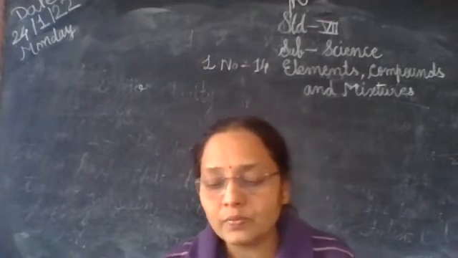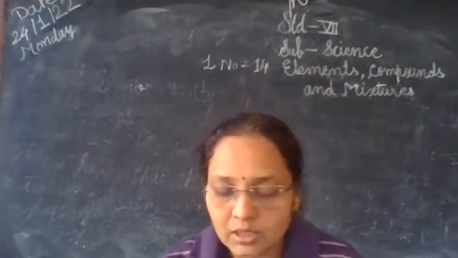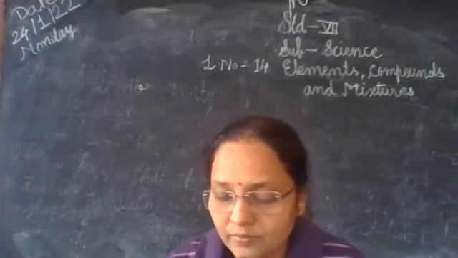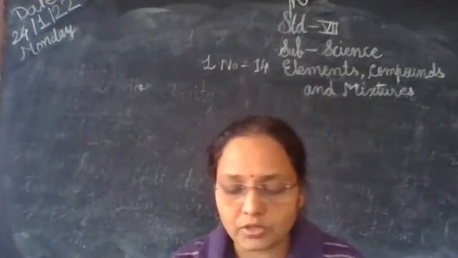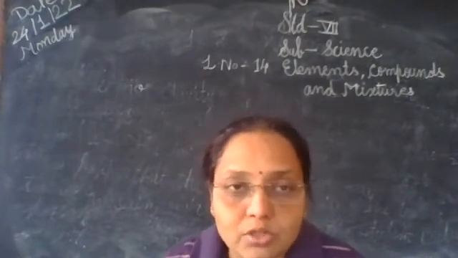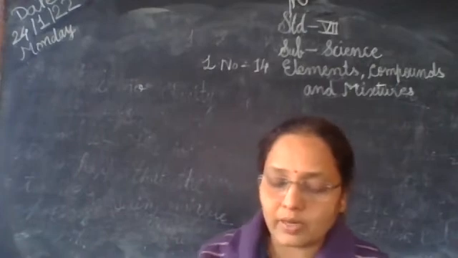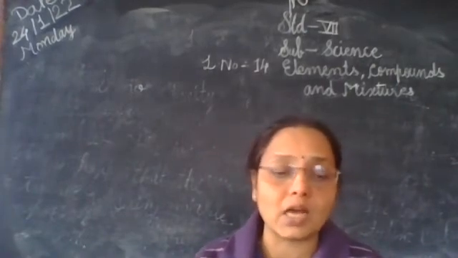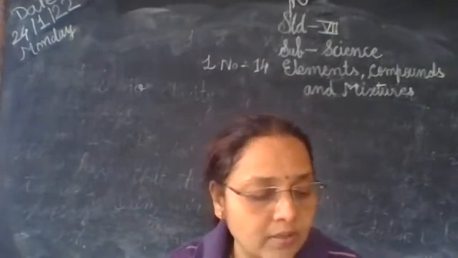Elements are also pure substances. Total number of elements is 118 in the environment. 92 elements occur in nature, while the remaining are man-made elements. Hydrogen, oxygen, carbon, mercury, copper, silver, gold, iron. These are all elements.